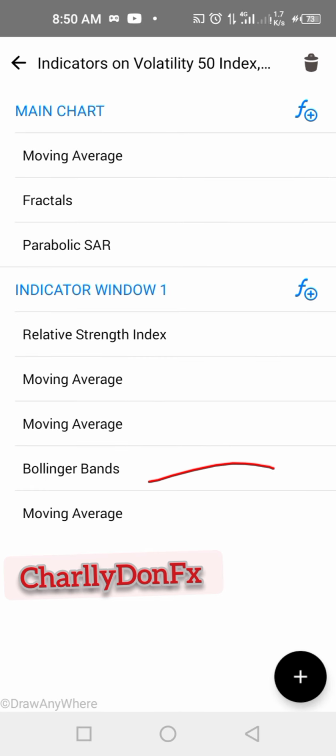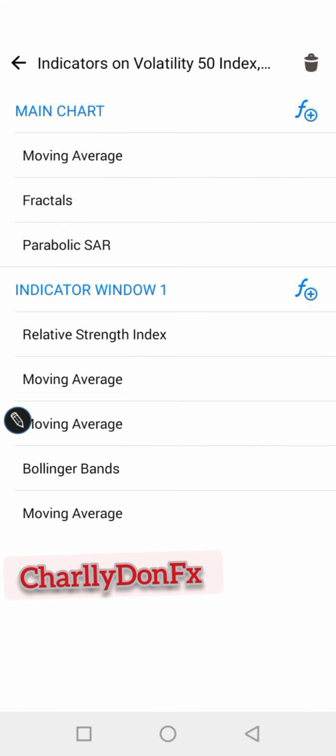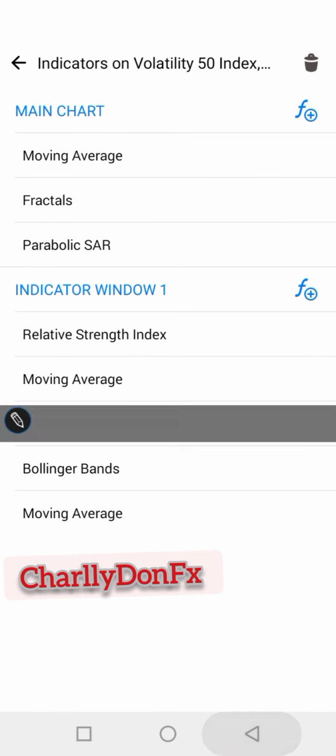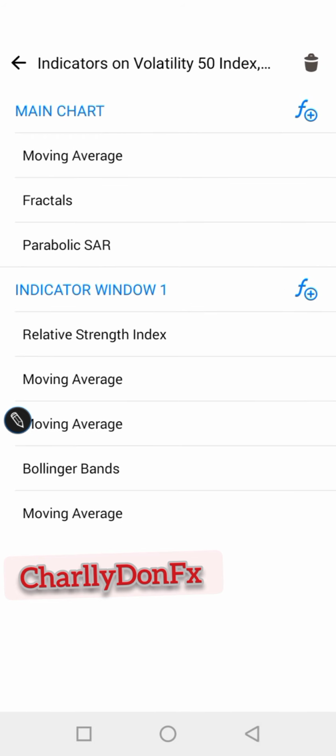And the next one is our Bollinger Bands. The parameters are period 34, deviation 1.619. The shift is 0. Apply to first indicator's data. The style is 3 pixel, and use the color of your choice. The last and not the least is our moving average. The parameters are period 34, shift 0. Method simple. Apply to first indicator's data. The style is 4 pixel. Use the color of your choice. So that's it, guys.